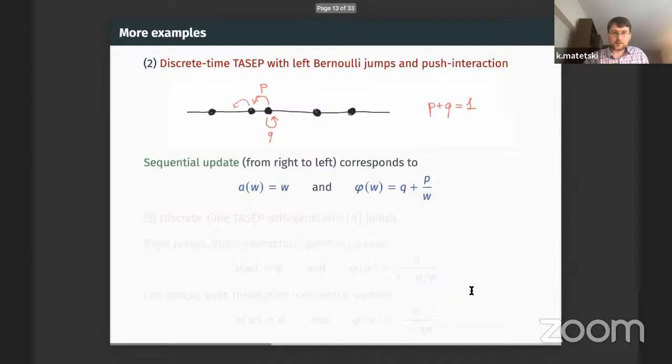Another interesting model is, again, in discrete time, where particles make Bernoulli jumps to the left, but now the interaction is pushing. It means that if a particle is trying to jump on top of another one on its left, then the left particle is just pushed to the left so that, again, particles don't stay on top of each other. This is called push interaction. And again, if you consider the sequential update from right to left, the Schütz type formula holds with this choice of the functions a and phi.